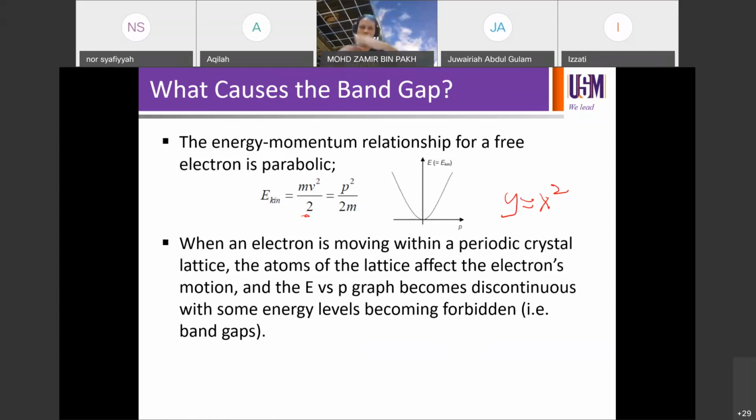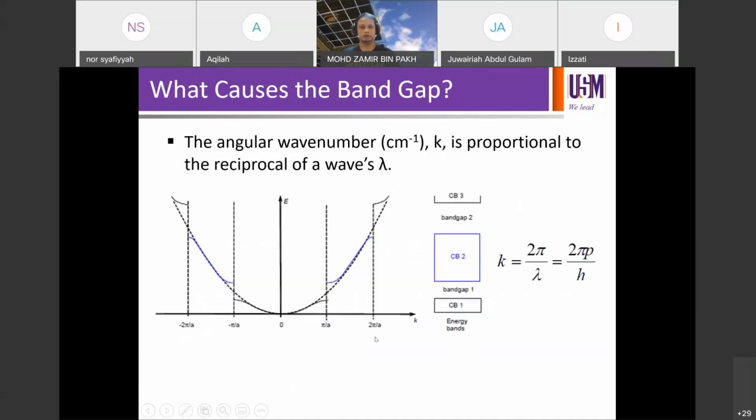So the energy versus momentum, right? When an electron is moving within a periodic crystal lattice, the atoms of the lattice affect the electron's motion. We've discussed the splitting of energy levels, after the atoms are brought close enough to each other, beyond A, as they move closer towards the origin of the previous graph. Then we have energy levels which become forbidden, or the band gap. As for the angular wave number, I think this is already covered in solid state physics. You can represent the k value as 2 pi over lambda or 2 pi p over h.